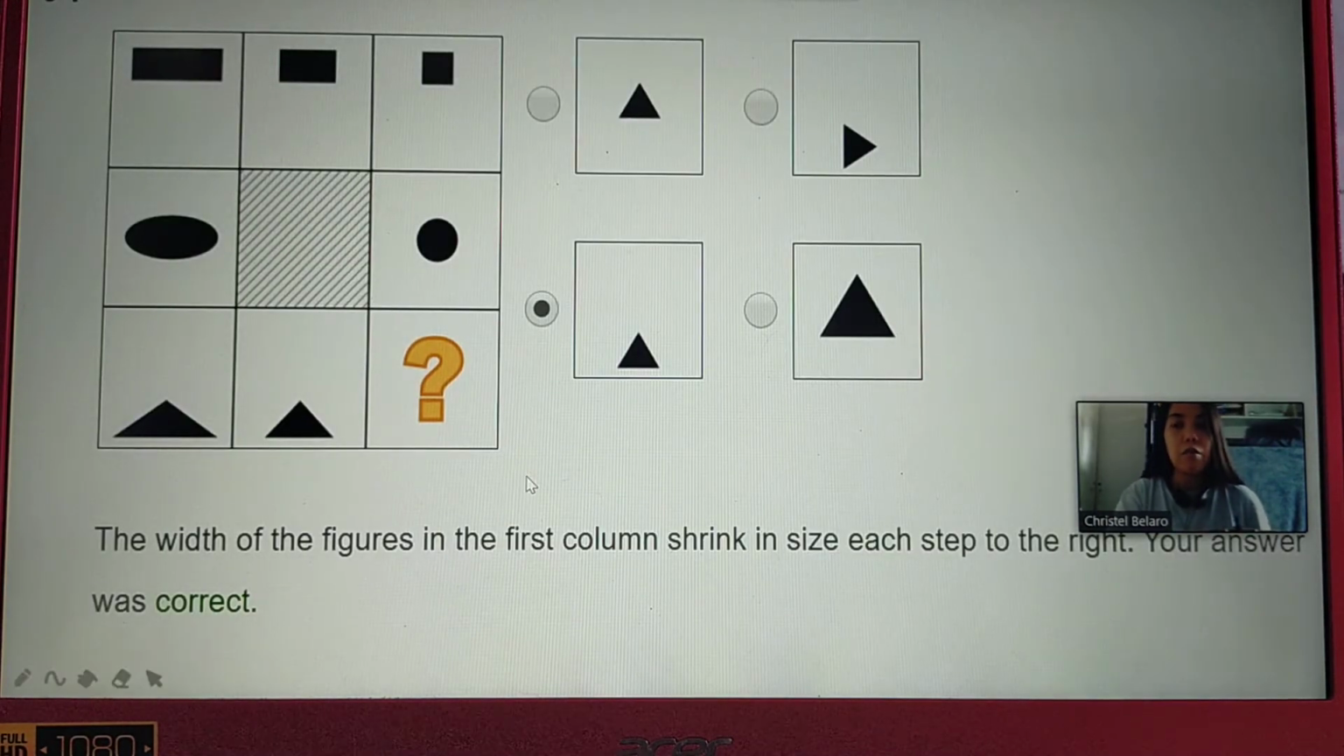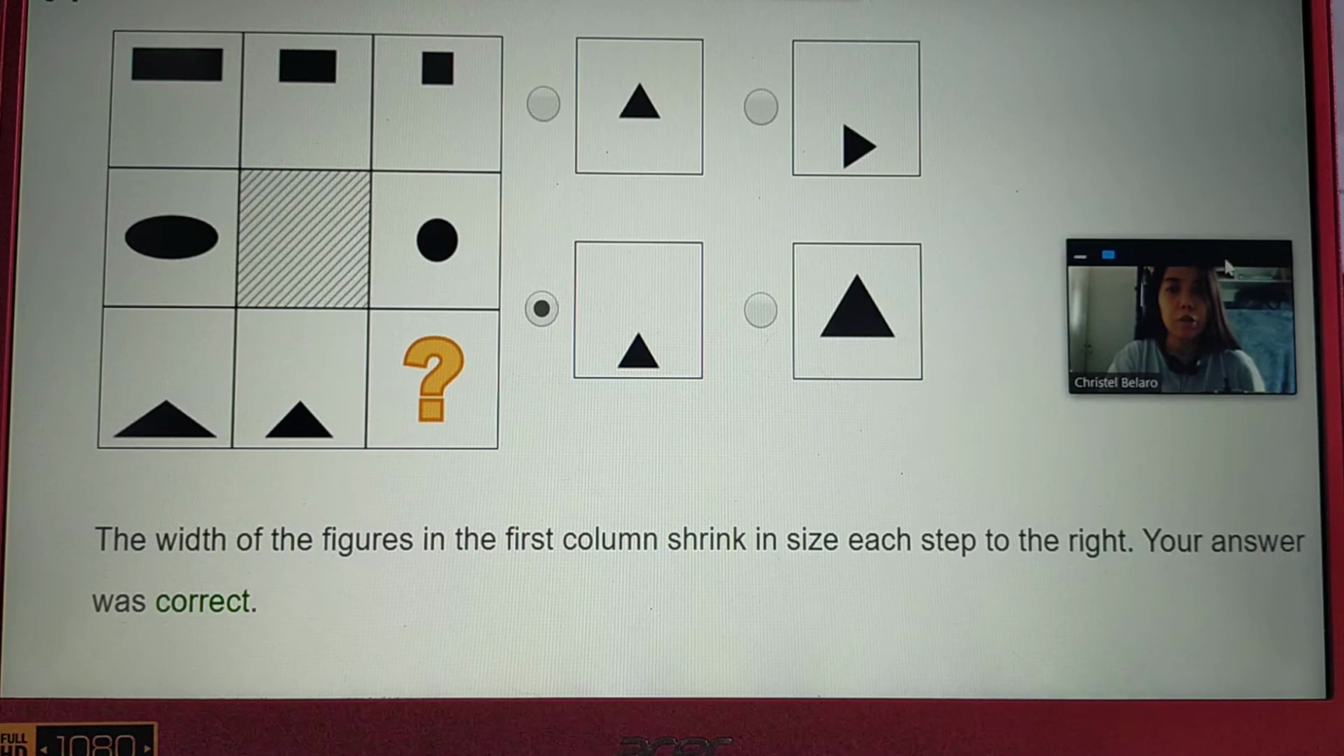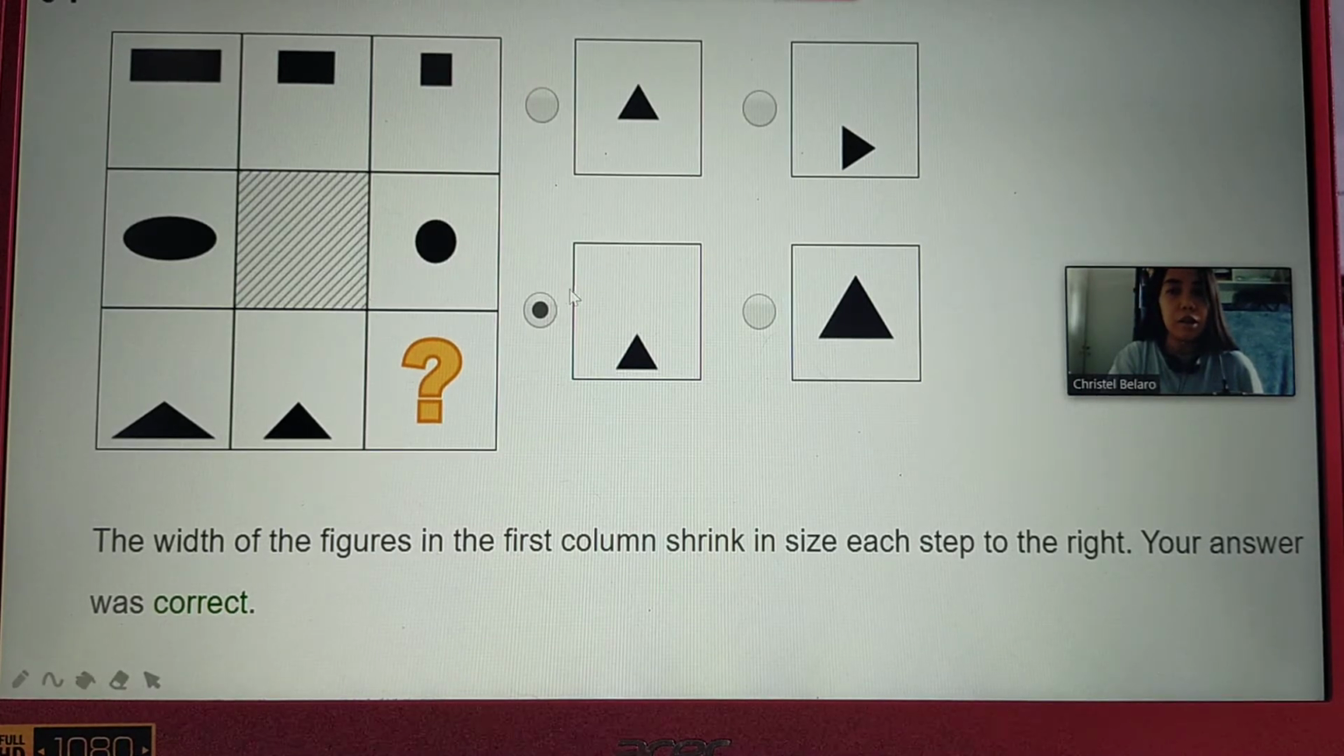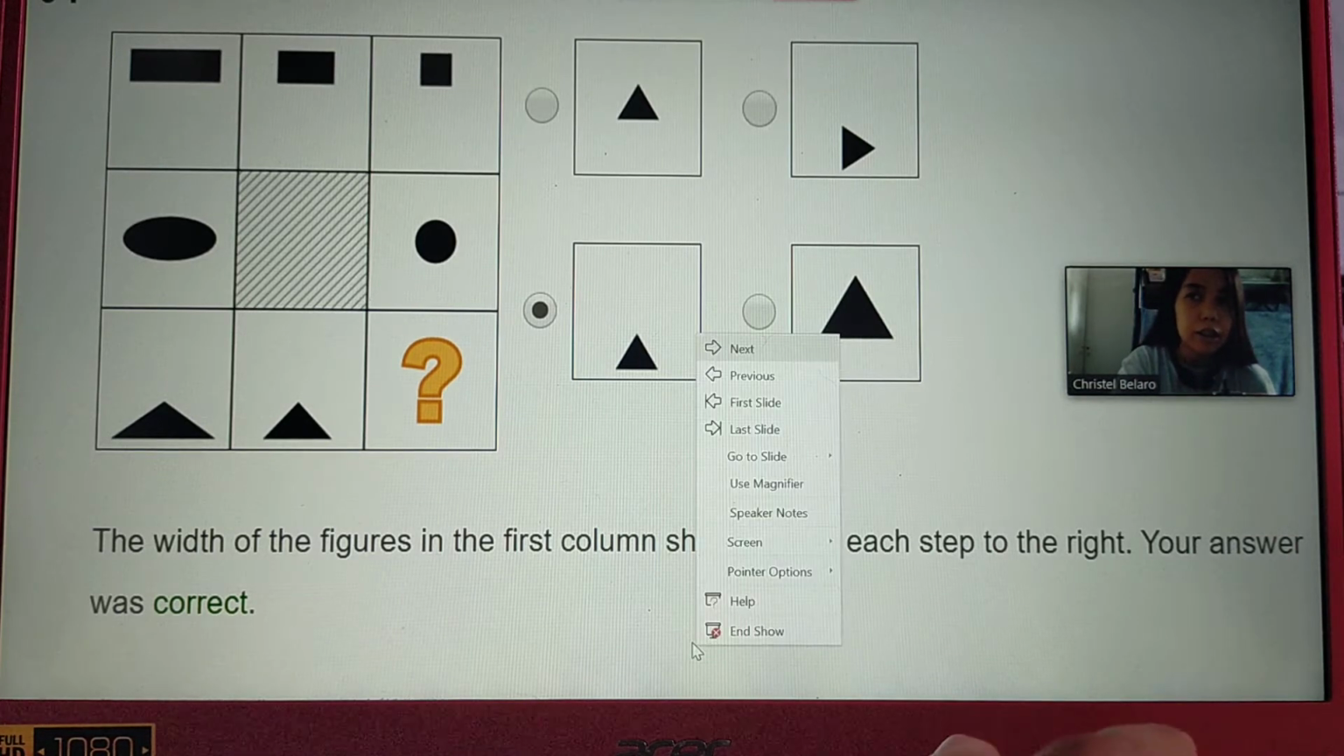Next, how about this? Number 2. The answer is letter B, boy. Why is the answer B? The width of the figures in the first column shrinks in size each step to the right. So it gets smaller. The answer here is letter B, boy. Who got the correct answer? Very good. Next.